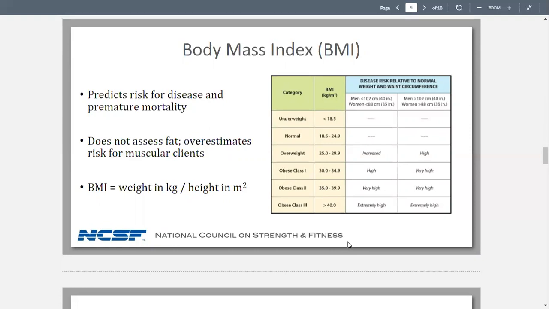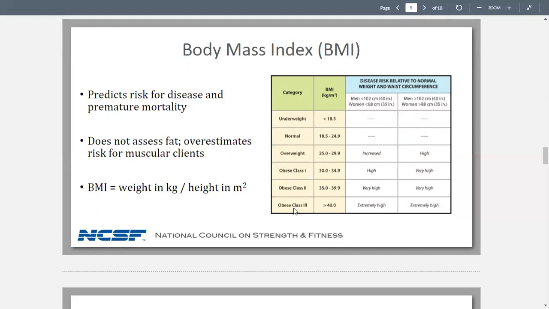As far as disease risk relative to normal weight and waist circumference, for men it's over 102 centimeters or 40 inches, and for women over 88 centimeters or 35 inches. For men, if it's less than 102 centimeters or 40 inches, you're in the normal range, but if it goes over that, you'll be at risk for disease, based on relative norms.